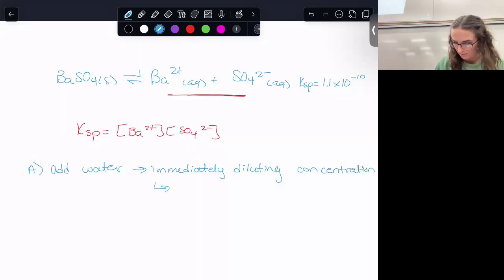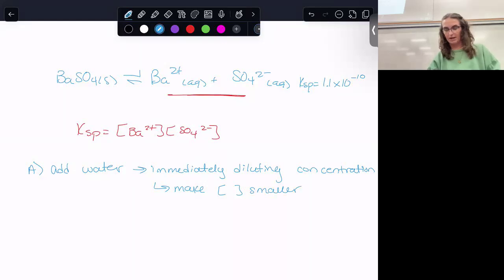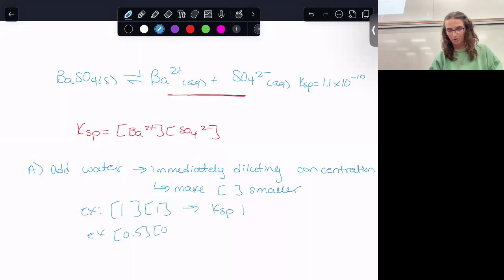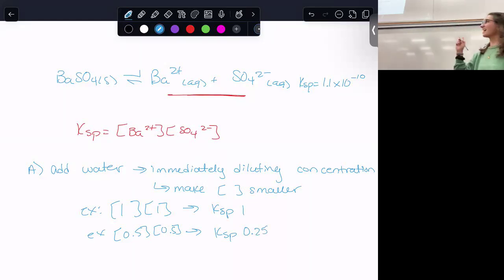So this would make the concentration smaller. Even if we said it was 1 times 1, then KSP is 1. But now we diluted it, so now we have 0.5 and 0.5. So now we have 0.25, but that's not actually KSP. This is now Q, right? Once we dilute it, we changed our system.